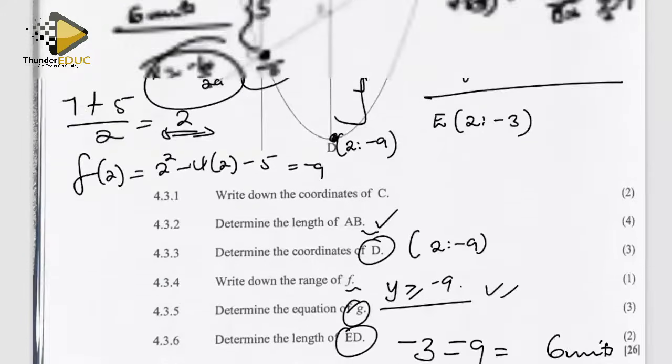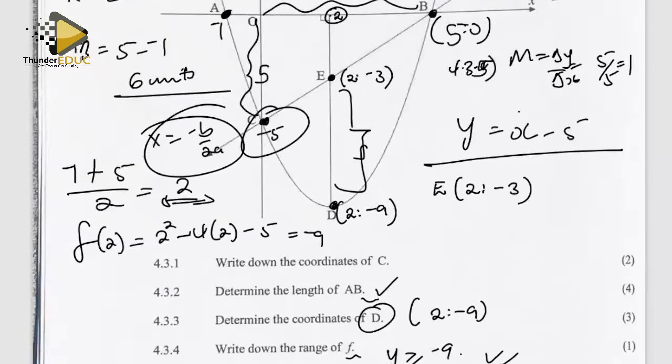Alternatively, subtract the two equations, whereby you get x minus 5 and then subtract the equation of f. Then the answer you get, substitute x with 2.